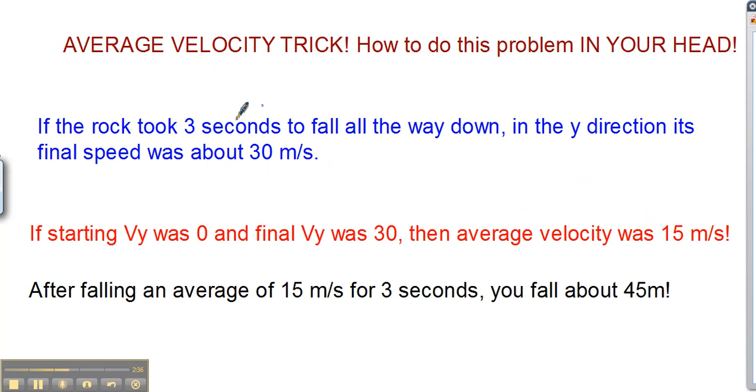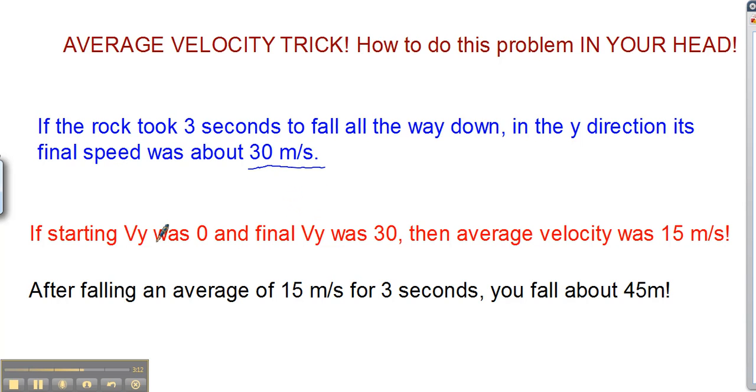So check this out. They told you at the beginning that the rock took 3 seconds to fall all the way down. So I'm going to use an approximation since we're doing it in our head. Instead of 9.8, I'm going to use 10, just to show how quickly you can get really close to the right answer. So if you fell for 3 seconds and you didn't throw it up or down, you just threw it to the side, then your final speed in the y direction is 30, because every second you got 10 meters per second quicker in the y. Then after 3 of those seconds, you're going to be going 30 meters per second in the y direction right before you hit the ground.